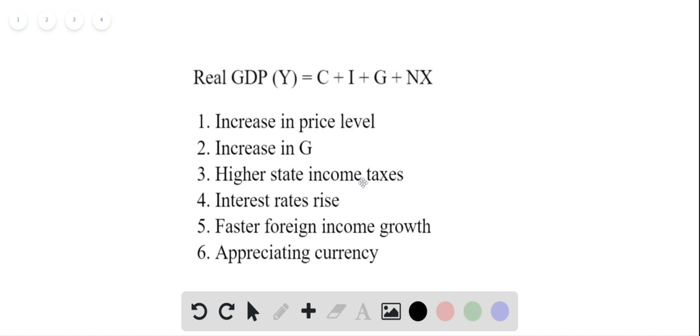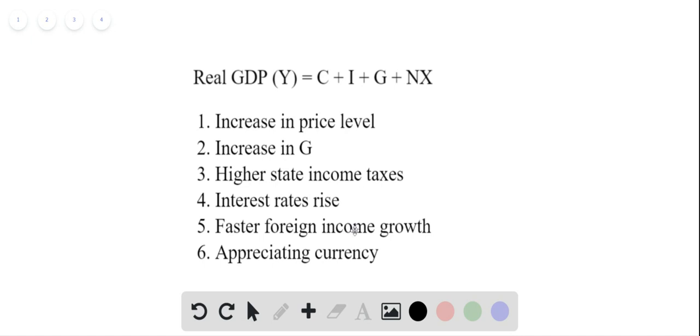The third thing to consider is higher state income taxes. Higher state income taxes result in lower disposable income, which will reduce consumption in the economy. Since consumption at each price level is reduced, there will be a leftward shift in the demand curve.